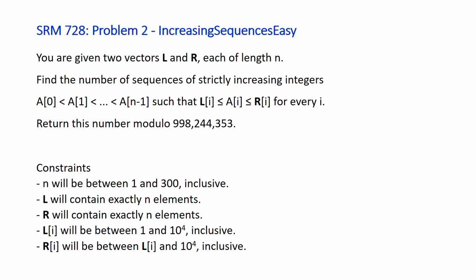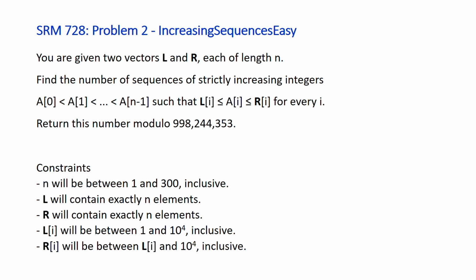Moving on to the next problem from TopCoder SRM 728, problem 2, Increasing Sequences Easy. The problem states you are given two vectors L and R, each of length n, and you are asked to find the number of sequences of strictly increasing integers such that each integer at index i falls in the range Li to Ri, and you're asked to return the result modulo roughly a billion.